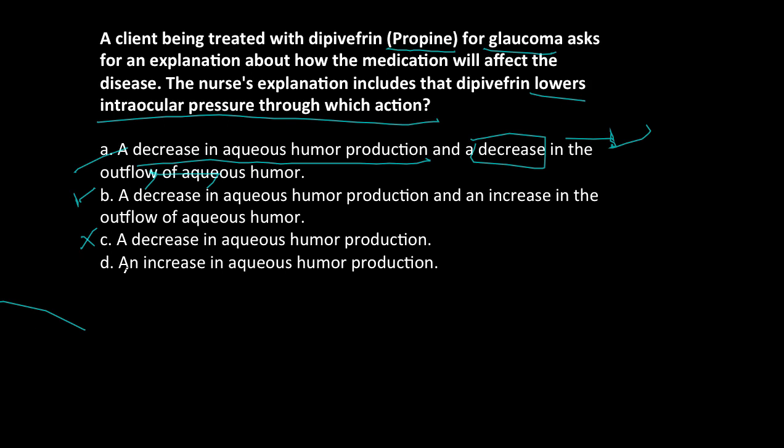And an increase in aqueous humor production. Well, we know that's a problem. We don't want to add more fluid into our eye, right? Because that's going to add more pressure. So we got to get rid of that. So the only one that makes sense here would be B. A decrease in the aqueous humor production and an increase in the outflow.